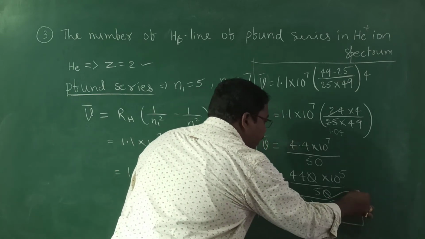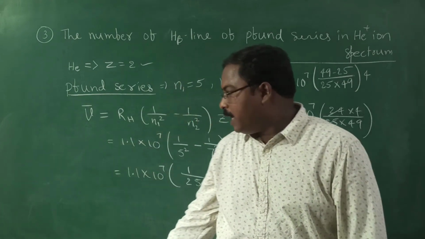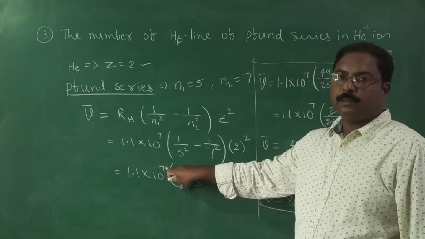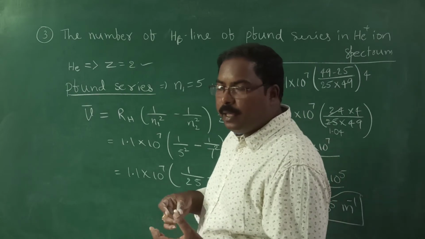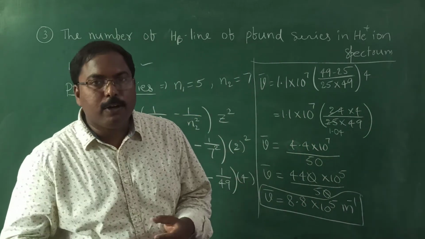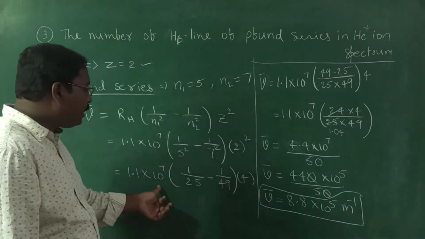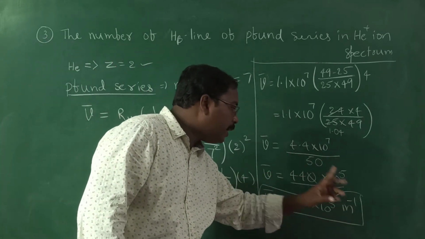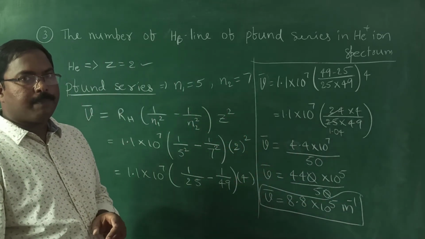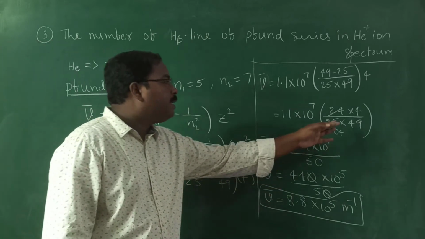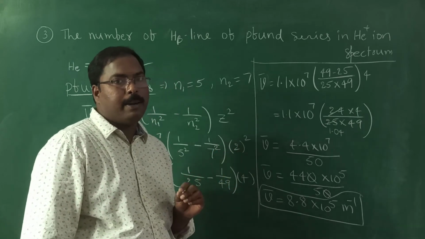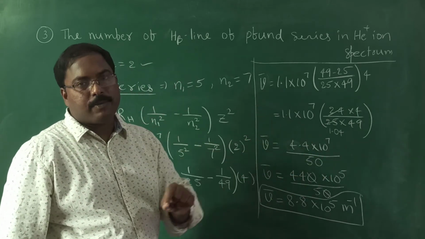As in the starting, we have taken the R_H value as 10 to the power 7 meter inverse. Because in centimeters inverse case it is 10 to the power 5. But in meters, 10 to the power 7 meter inverse. So the final unit is also meter inverse. Okay. If you do exact calculations, the value will vary somewhat from this one. I am not telling this is the exact one.